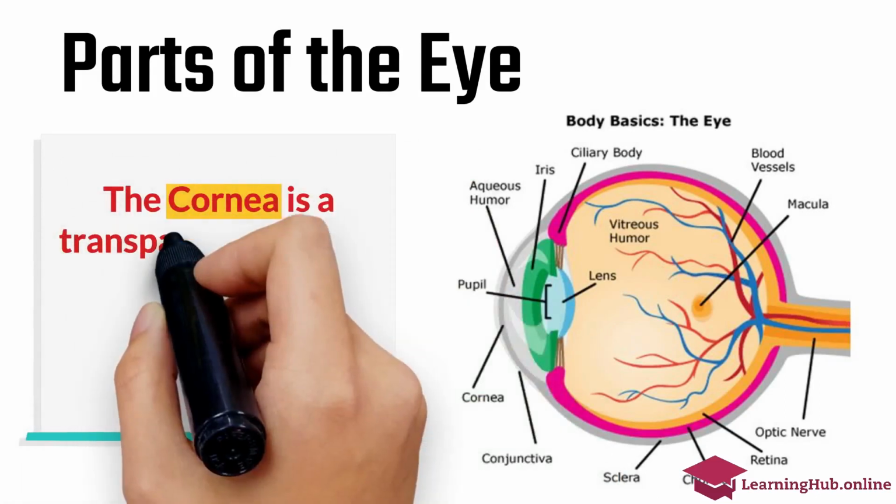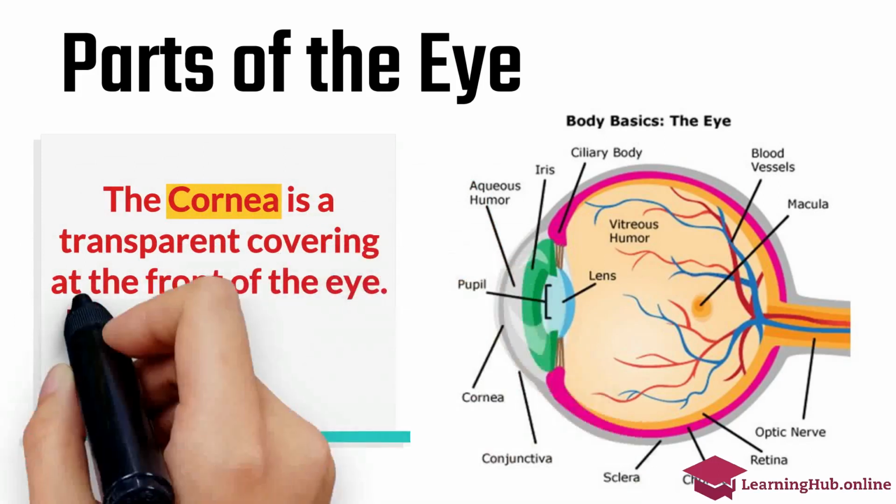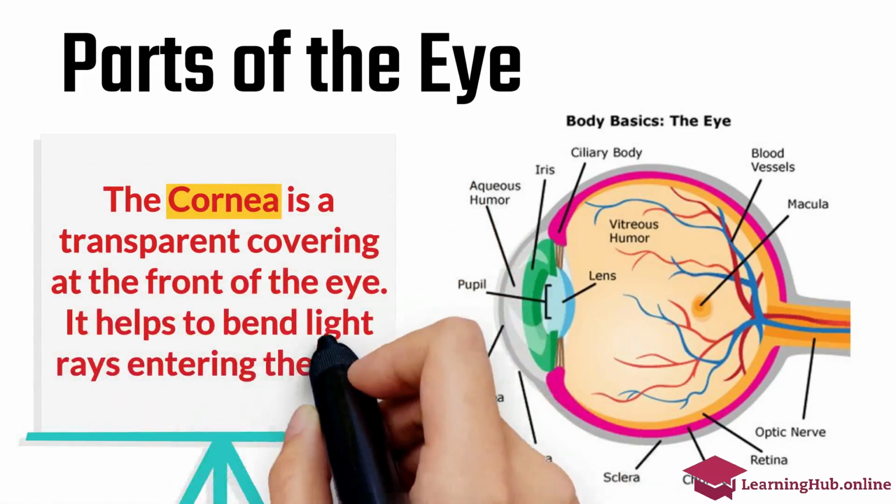The cornea is a transparent covering at the front of the eye. It helps to bend light rays entering the eye.